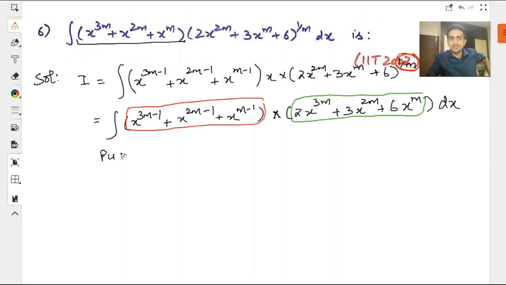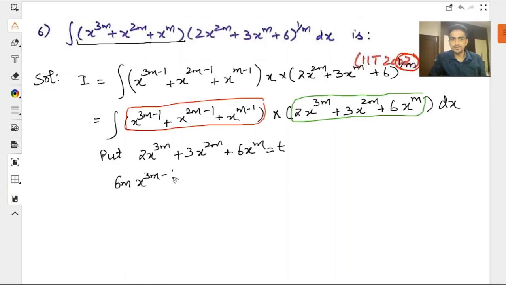So I will straight away try putting 2 into x power 3m plus 3 into x power 2m plus 6 into x power m equal to t. Straight away I'll try that. So what is the derivative? 6m x power 3m minus 1 plus 6m x power 2m minus 1, 6m x power m minus 1. Guys, I'm feeling very good. It's done. Don't you think?